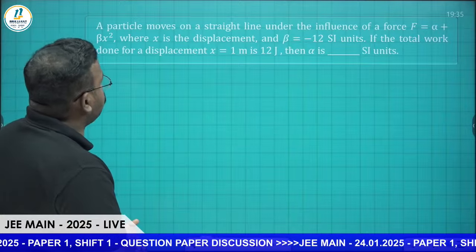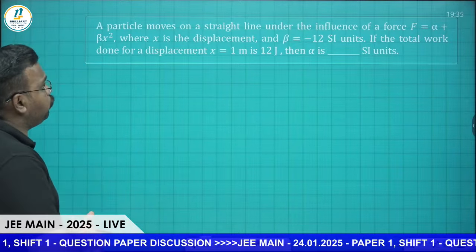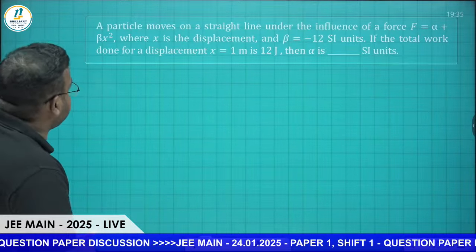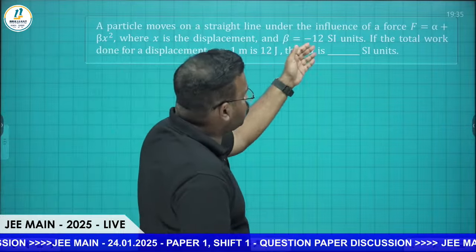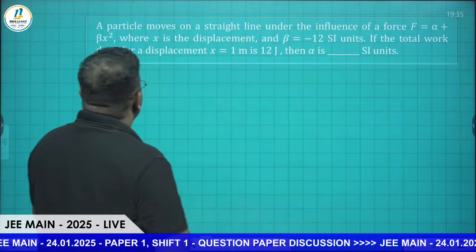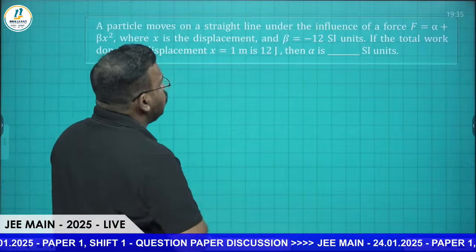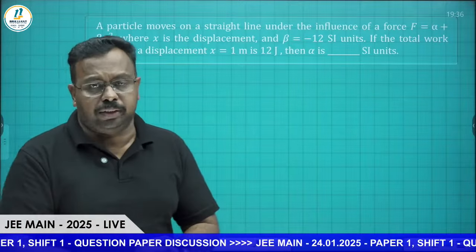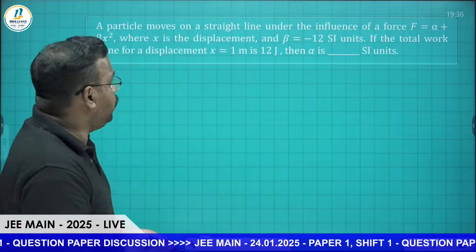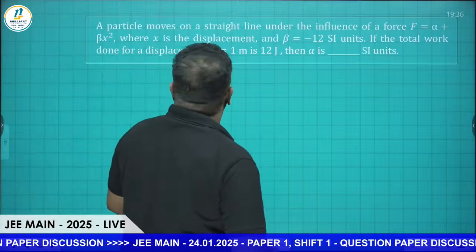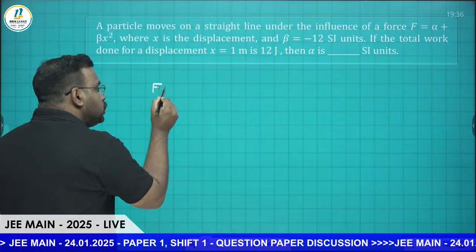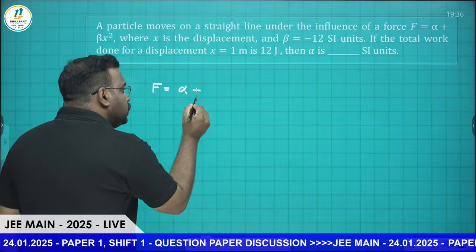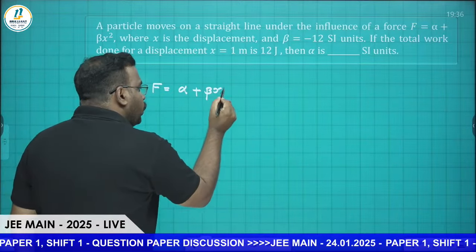A particle moves on a straight line under the influence of a force F is equal to alpha plus beta x square, where x is the displacement and beta is equal to minus 12 SI units. If the total work done for a displacement x equal to 1 meter is 12 joule, then alpha is. It's again an easy question only. Look at the force formula. F is equal to alpha plus beta x square.